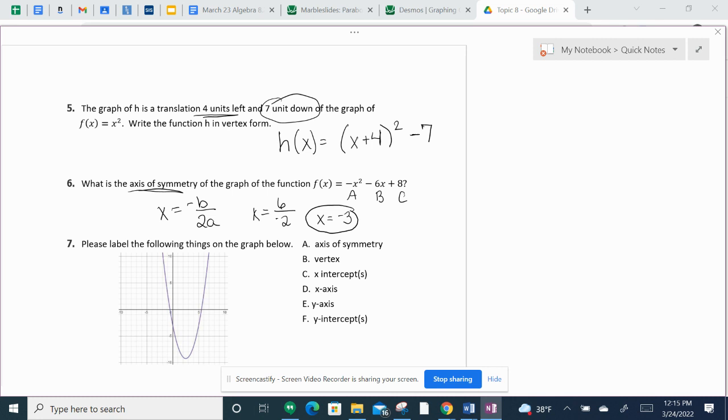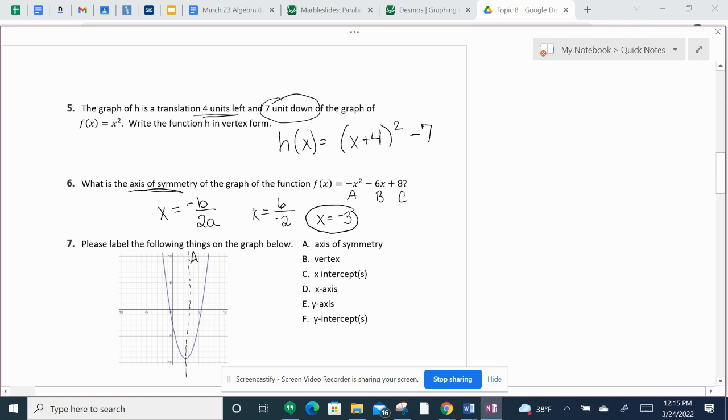Number 7 says label the following things on the graph below. Guys, you can either do this with words or you can use the letters there that are written. And so A says the axis of symmetry. So I have to remember, what is the axis of symmetry? Oh yeah, that's that imaginary line that's drawn to show where the fold line is. And so I'm just going to go ahead and draw that in there, and then you can either put the words out to the side or just put a letter A there by the axis of symmetry.